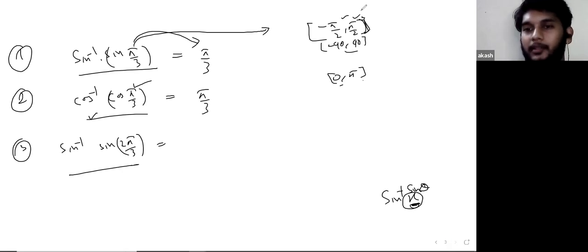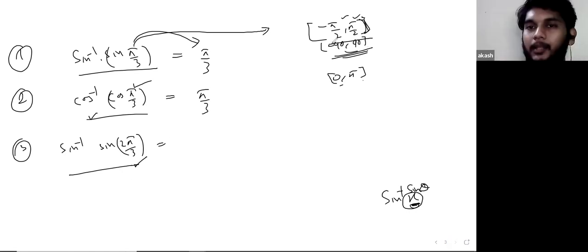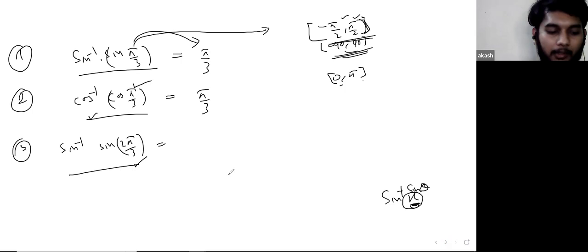And this is where the teachers trick you. So what to do here? What we can do is convert this angle into something that lies between this value. We are going to convert this 2 pi by 3 into something that lies between this. So how can we do this?